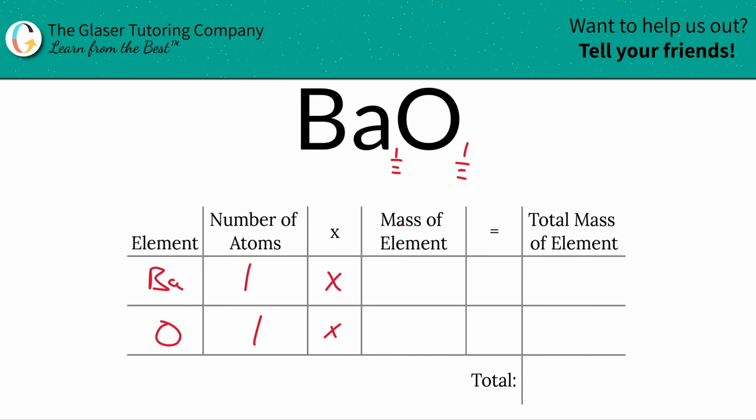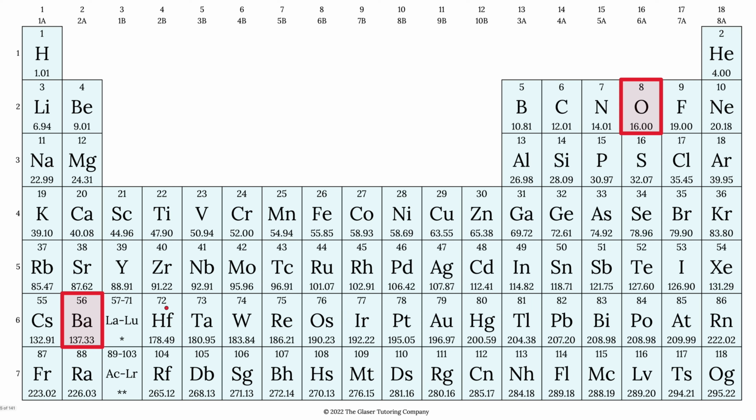Then take those number of atoms and multiply it by the mass of each element in barium oxide. So we need the periodic table for this, right? So we look at the values here. Barium is about 137.33 and oxygen is about 16. Those values represent either gram per mole or AMU, depending upon if you're finding molar mass or molecular mass. The magnitude of those values are the same. The units are definitely different, but the magnitudes, the numbers are equivalent.